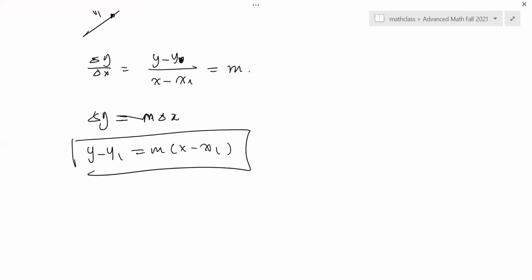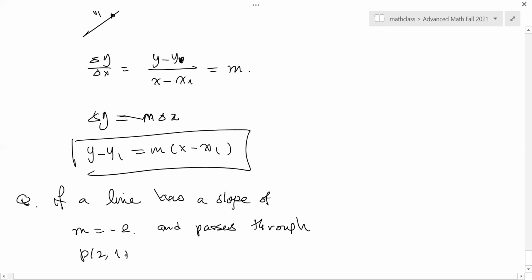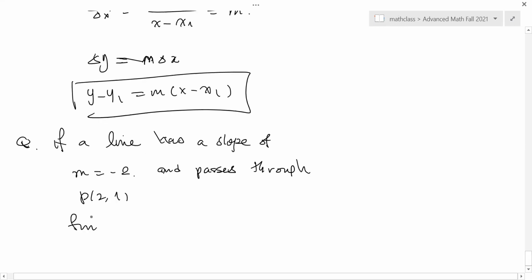All right, let's do an exercise, okay? If a line has slope m equal to negative 2 and passes through the point P (2, 1), find the equation for the line, that is, for the coordinates of all points on the line. Equation means the relationship, okay?